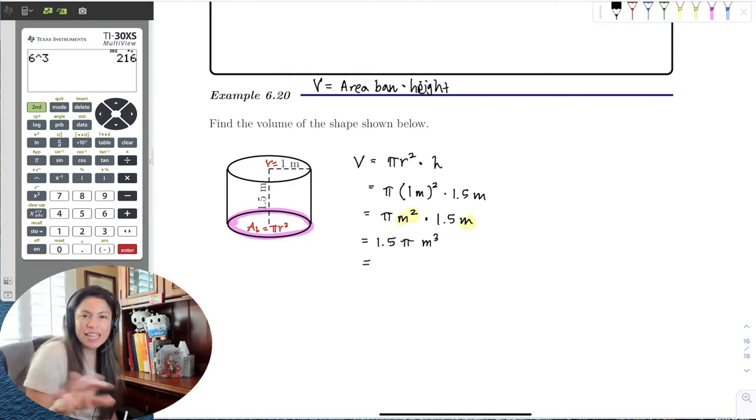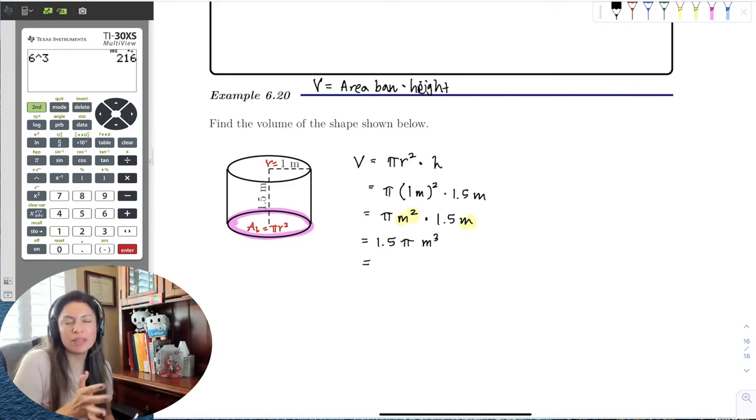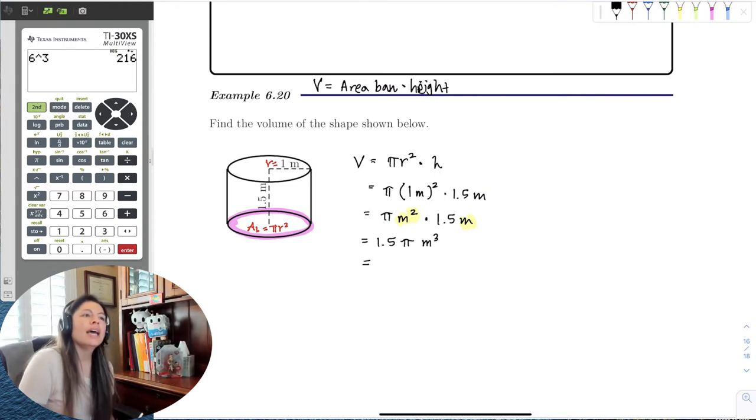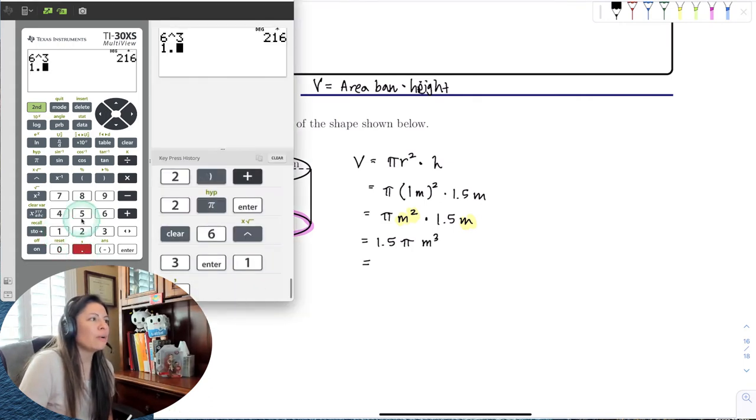So you can't ever get out of volume being cubic meters, like cubic units. Volume is always cubic units. And then you just fill in the units to whatever units are in your problem. Of course, we don't want to say, oh, I filled up the can 1.5 pi cubic meters, right? We'll put it in our calculator as 1.5 pi and then round.